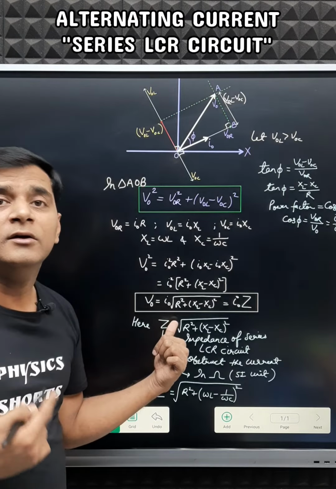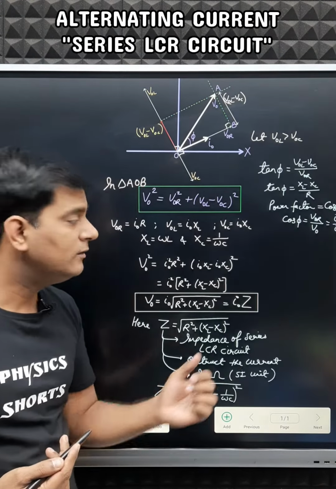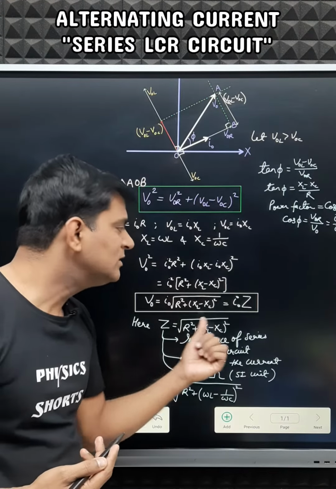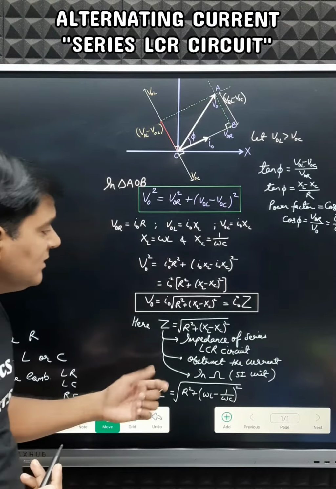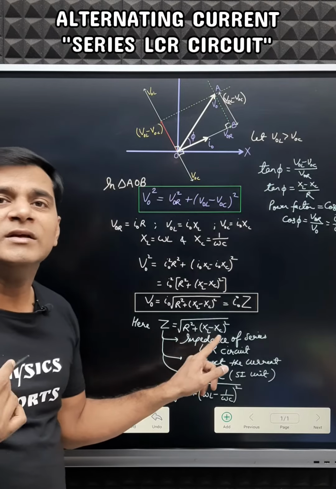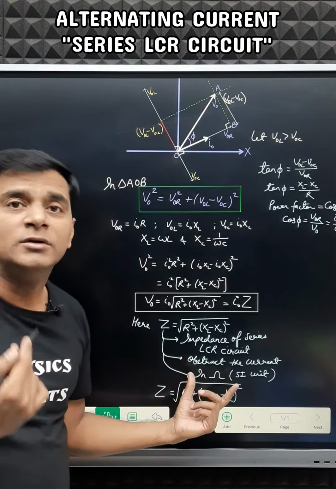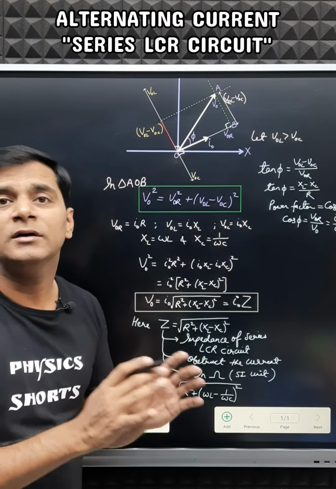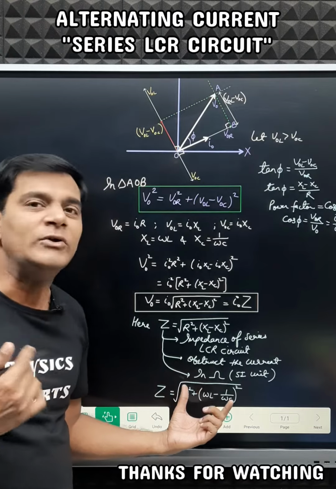I naught under root R square plus (XL minus XC) whole square, and this root term is called the impedance, which is written by Z. So in case of series LCR, the impedance is what? It is under root R square plus (XL minus XC) whole square, and it is the part which obstructs the current in the AC circuit, and hence its unit is also Ohm.